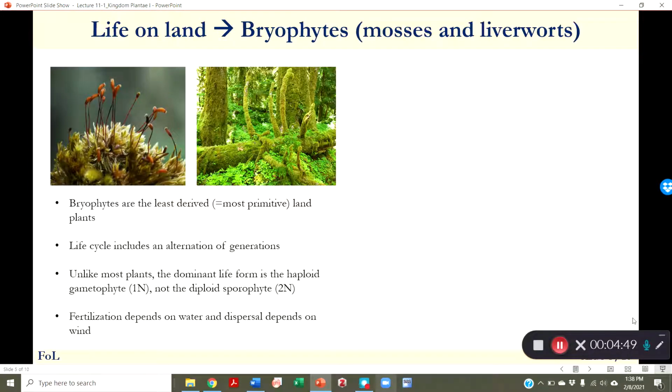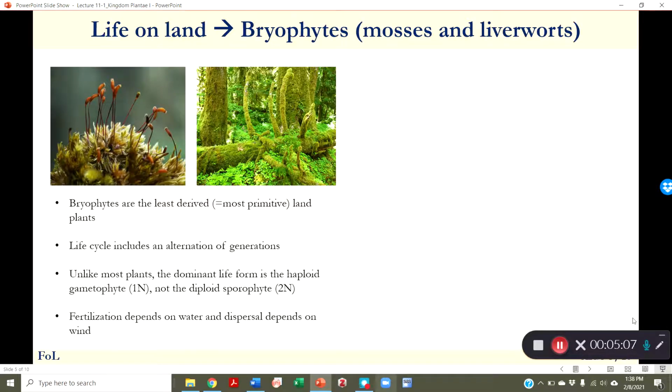Let me tell you a few things. Bryophytes are the least derived land plants. Some people might call them the most primitive land plants, but people who study them don't like the term primitive. So bryophytes are the least derived land plants.